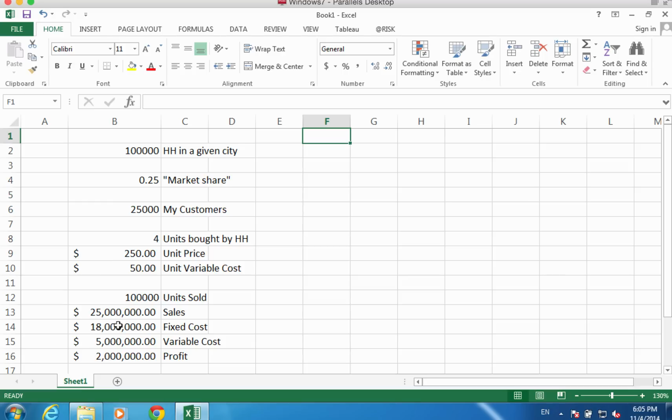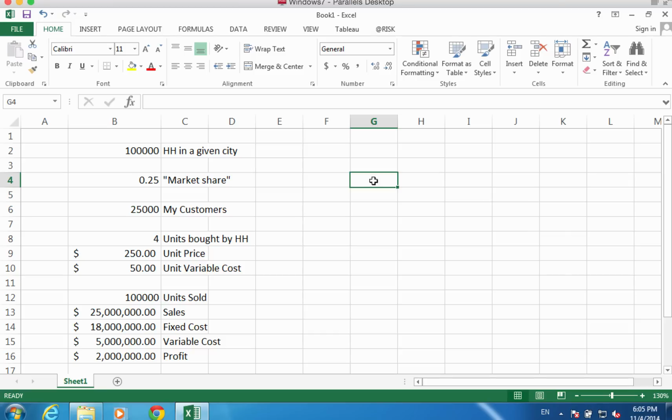There's nothing random here. How do we transform this deterministic model into a simulation model? Well, we will identify sources of uncertainty. And here I have pretty much under control everything except the market share. And the market share is a fraction, okay? It's the fraction of households in the city that buy my product. But I'm just guessing that market share. Let's say that I'm opening a new store in this city, so I don't know yet what my market share is going to be.